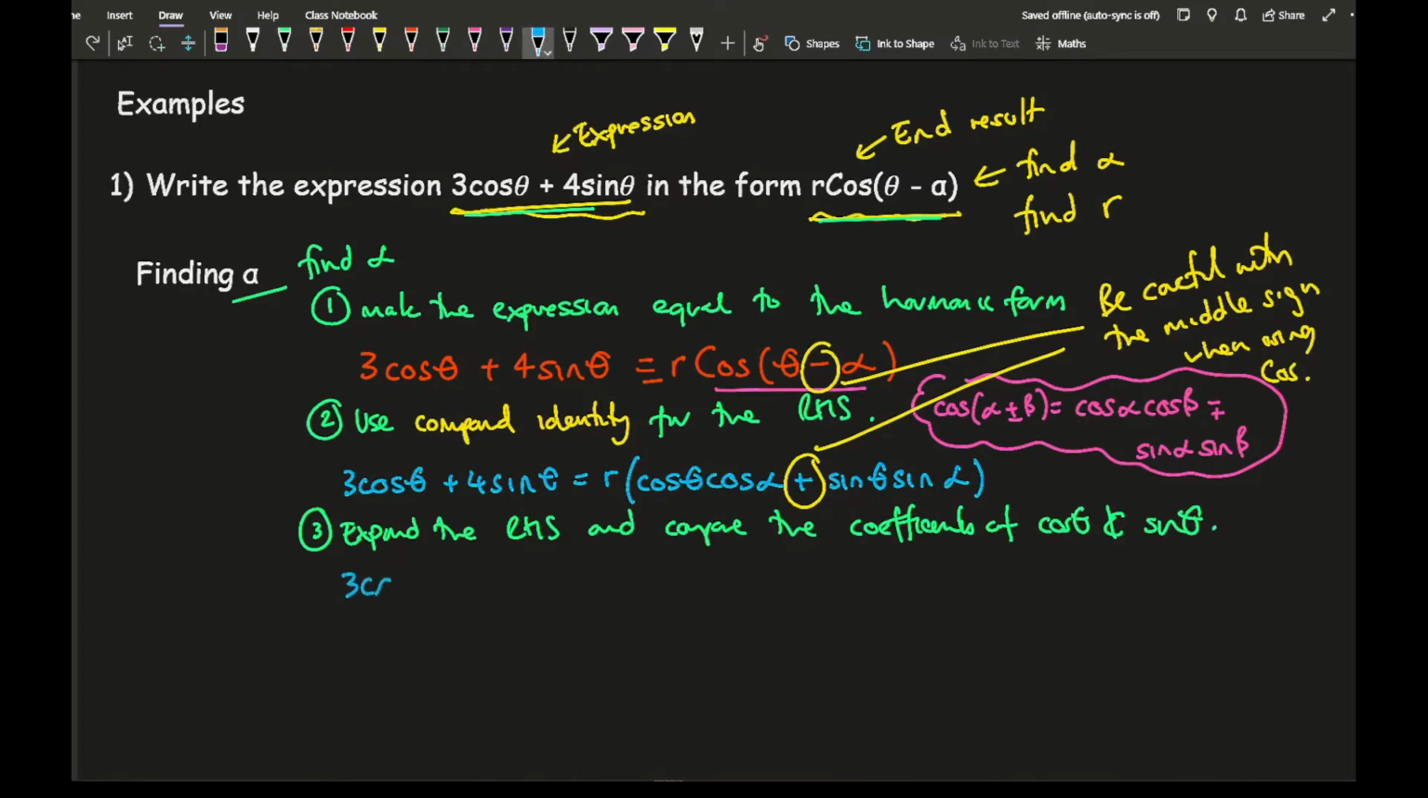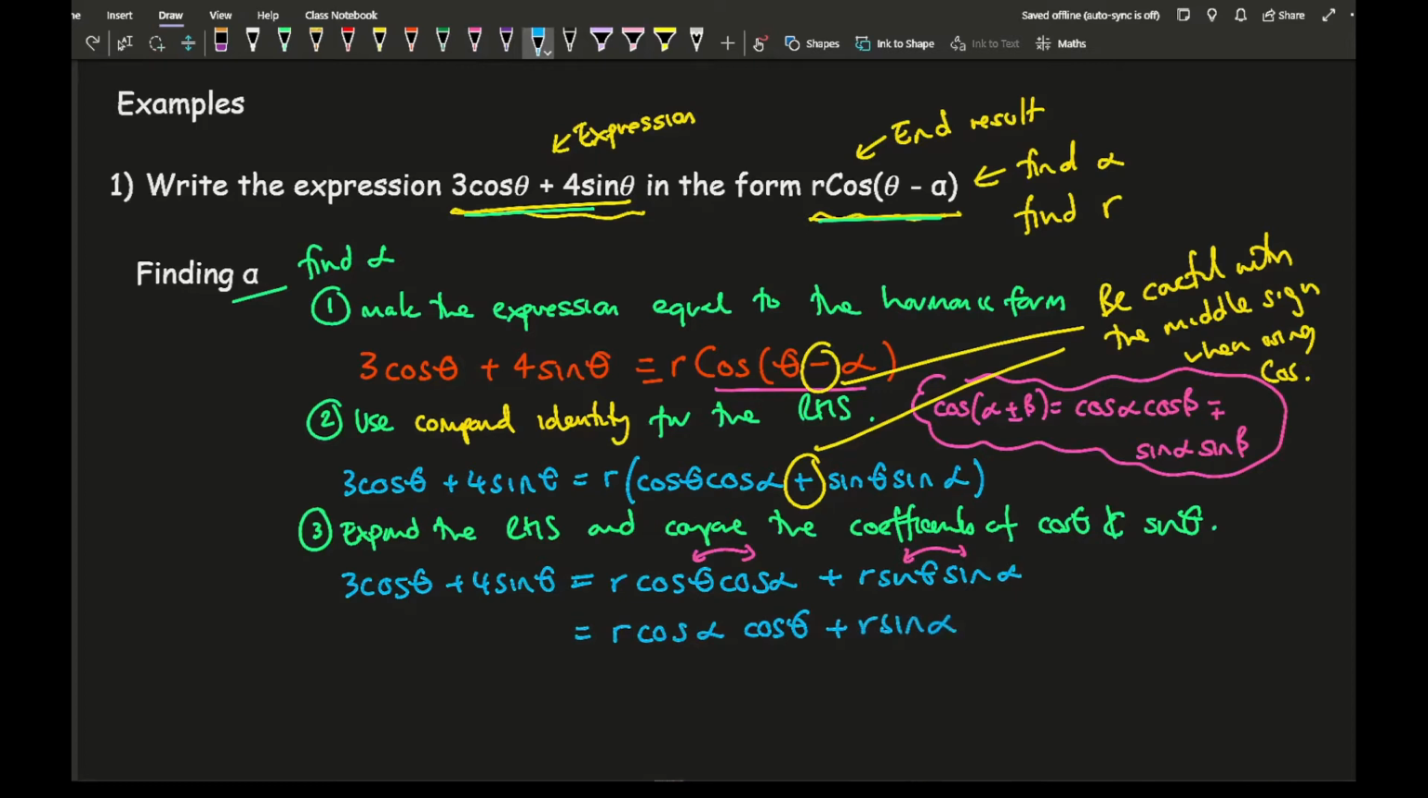So what I've got is 3 cos theta plus 4 sine theta equals r cos theta cos alpha plus r sine theta sine alpha. Now from this, what I will do is compare the coefficients. So I'm going to rejig these two things around and those two things around, so it makes a little bit more sense of what I'm doing next. So here I've got r cos alpha cos theta plus r sine alpha sine theta.